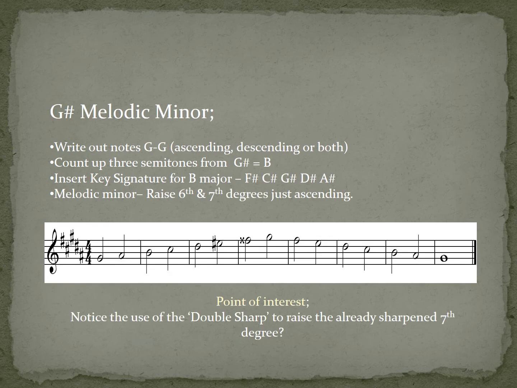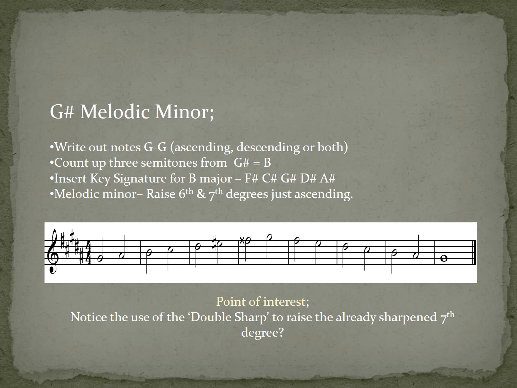Third example, G sharp melodic minor. Write out the notes of G sharp to G sharp, ascending, descending, or both, whatever is required. Count up your minor third, your 3 semitones from G sharp. You will land on the note B. That's B major. Insert the key signature for B major: F sharp, C sharp, G sharp, D sharp and A sharp. Now this time, for the melodic, you have to raise the 6th and 7th degrees just ascending.